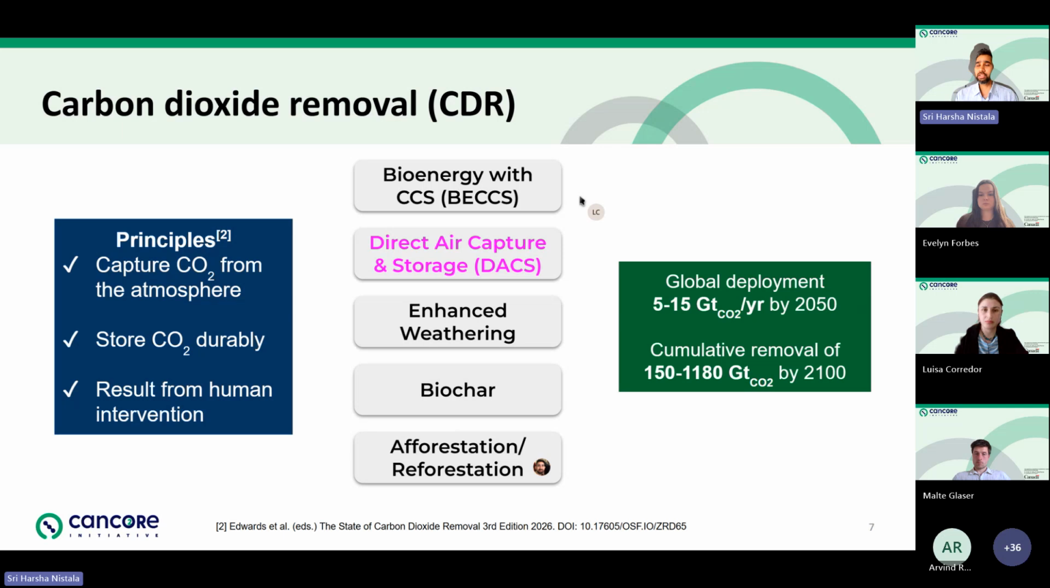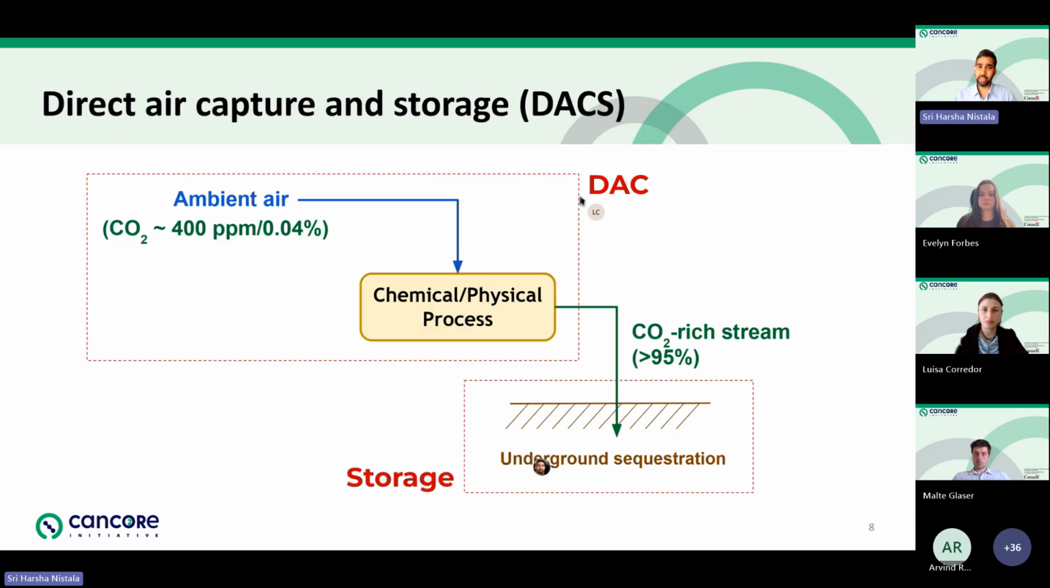So DACS is the method of removing CO2 from ambient air by any chemical or physical process and enriching it to a high concentration, let's say more than 95%, and then subsequently storing the captured CO2 underground in geological formations. The process of capturing and enriching CO2 is the DAC part of the process, while transporting and storing the captured CO2 is the storage part of the process.